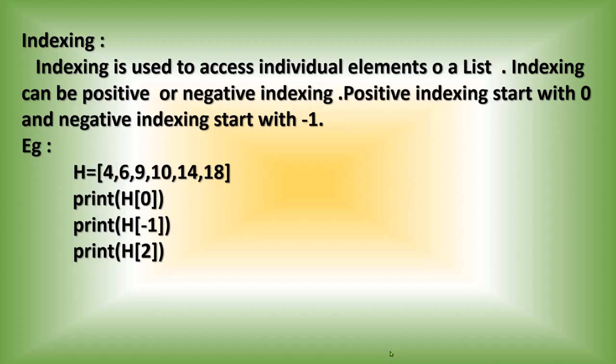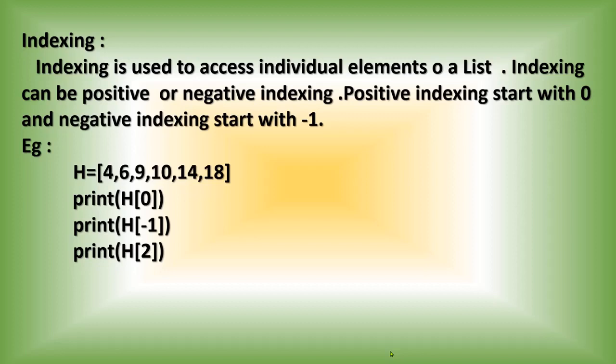Positive indexing starts with, yes, 0. And negative indexing starts with -1. So that means you are mentioning the position. Each element of the list has a particular position. If it is positive indexing, it will start with 0. And if you are mentioning the negative index, that means you are starting from right to left. Negative indexing starts from right to left.